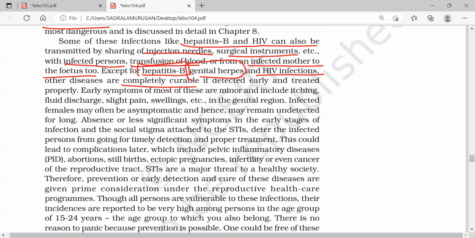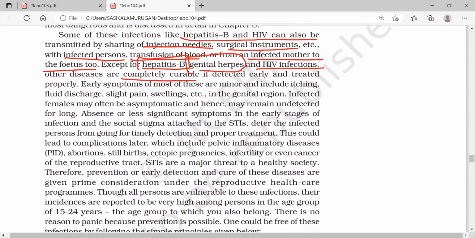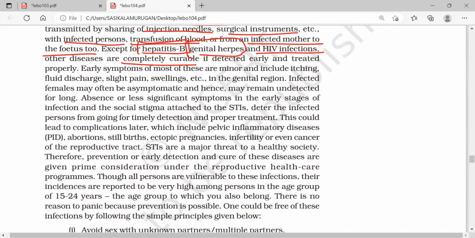Early symptoms of most of these are minor and include itching, fluid discharge, slight pain and swelling. These are the symptoms that occur in the earlier days. Sometimes they are asymptomatic. The person suffering from the disease is not able to figure out what kind of issues they have in the early time. But slowly and gradually, as the infection gets higher, they find that there is something wrong. The problem then becomes greater, but still they can prevent it.